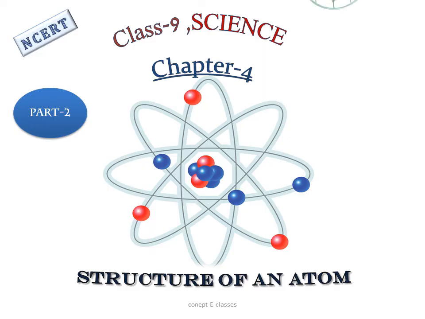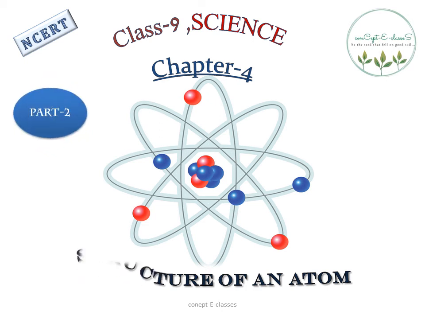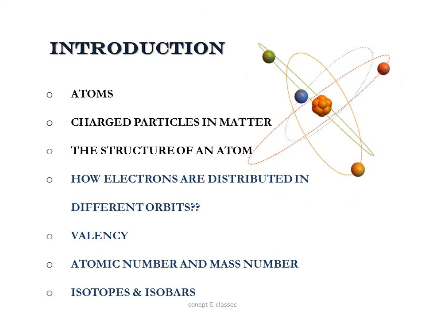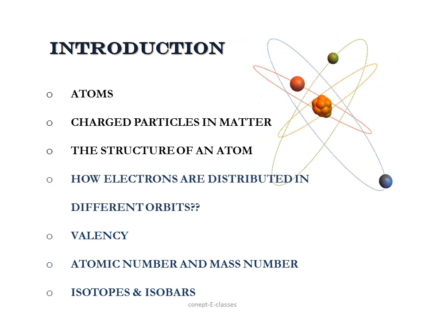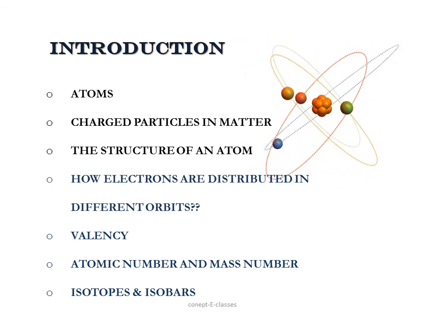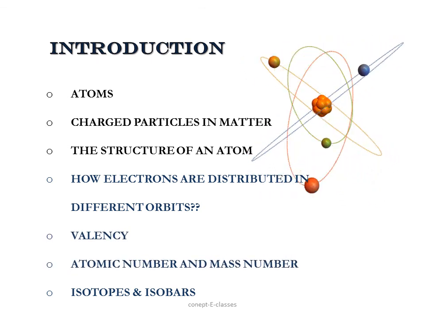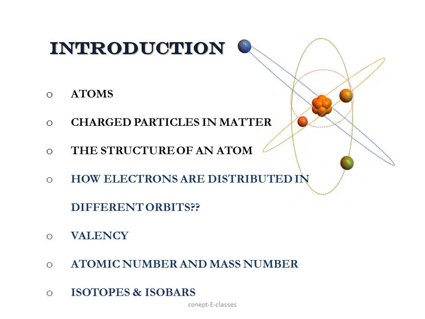This is Concept E classes, and today we'll deal with part 2 of chapter 4 in class 9 science, structure of an atom. So in this video we'll discuss the rest of the topics. We'll see how electrons are distributed in different orbits. We'll study about valency, about atomic number and mass number, and finally we'll deal with isotopes and isobars.